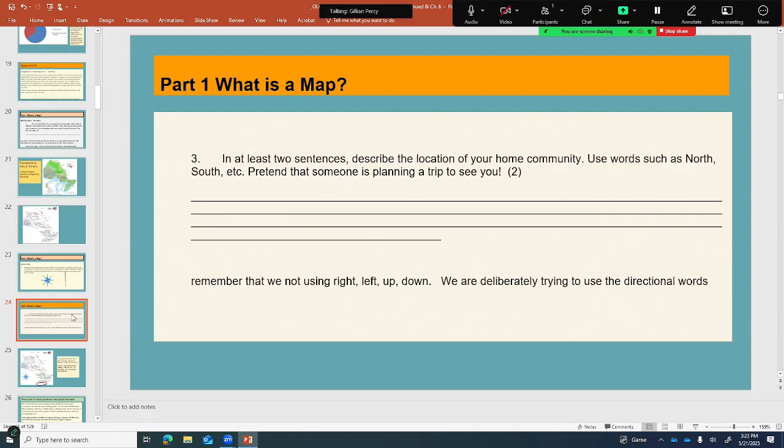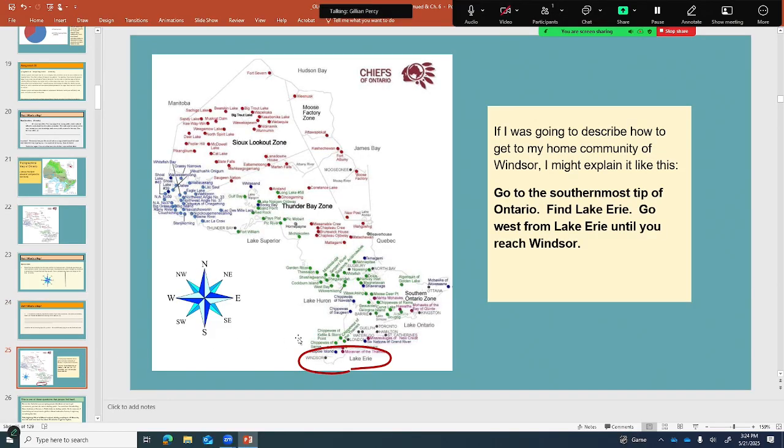Okay, number 3. In at least 2 sentences, describe the location of your home community. Use words such as north, south. Pretend that someone is planning a trip to see you. Remember, we're not using words like right, left, up, or down. The whole point is using the map directions, right? So we're deliberately using directional words. This is one of those ones that sometimes people find really hard.